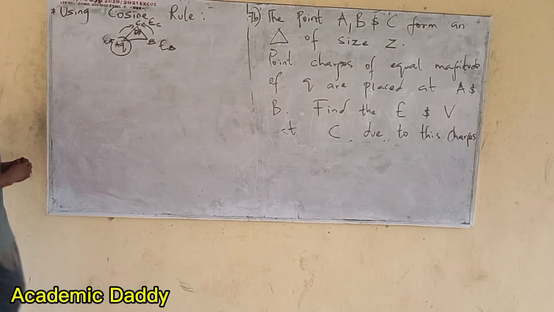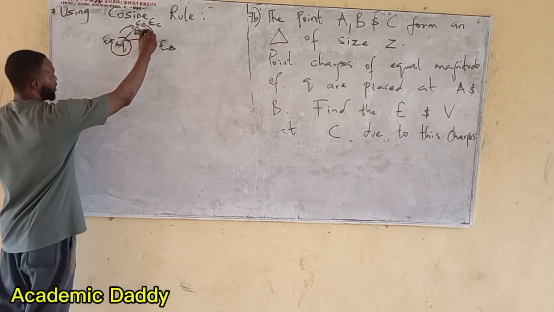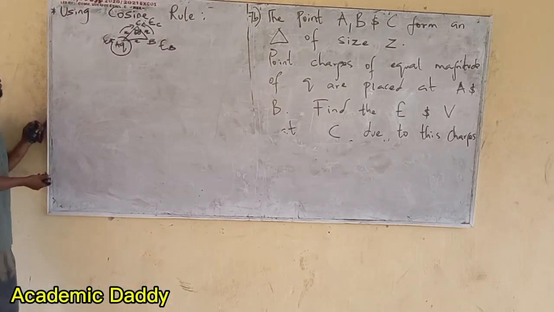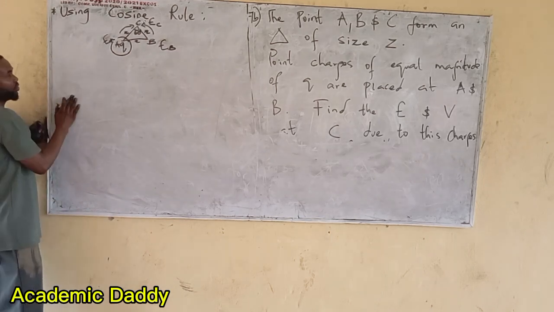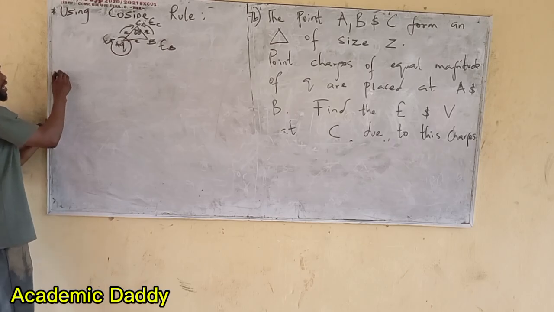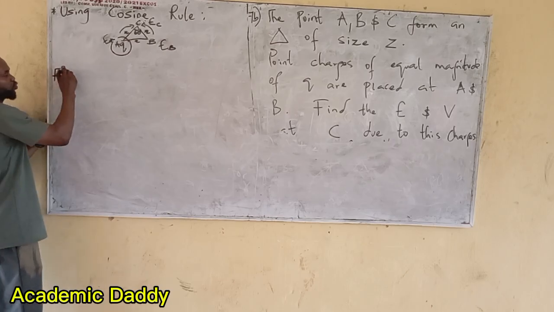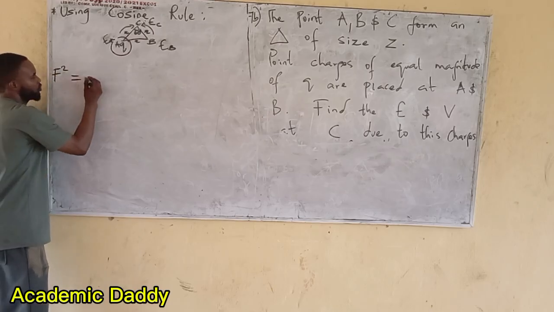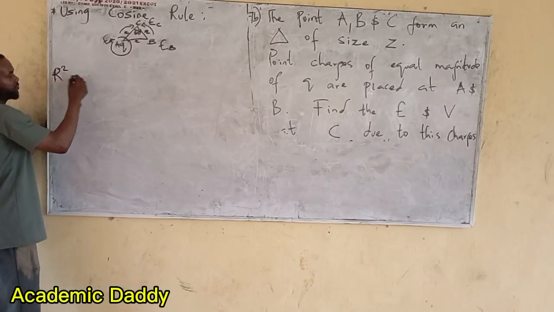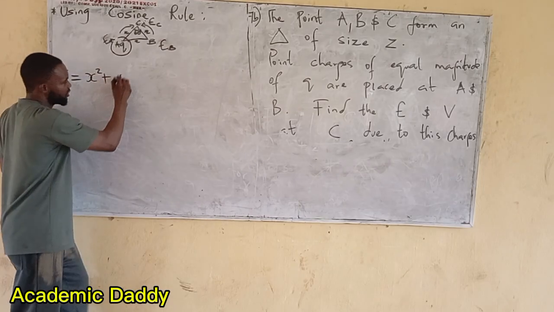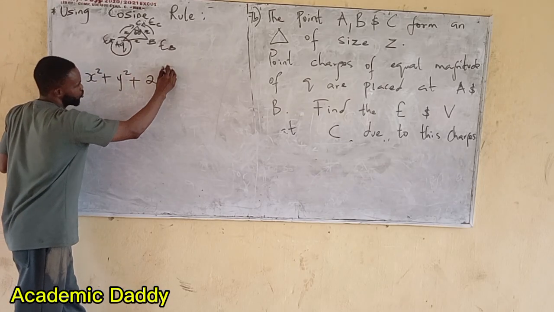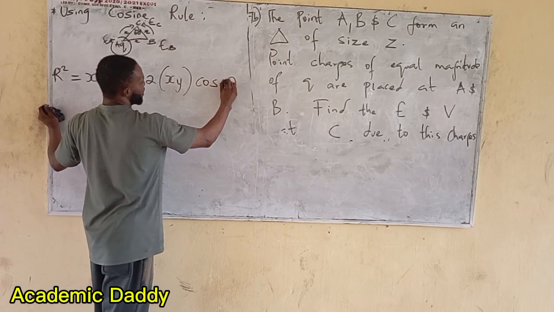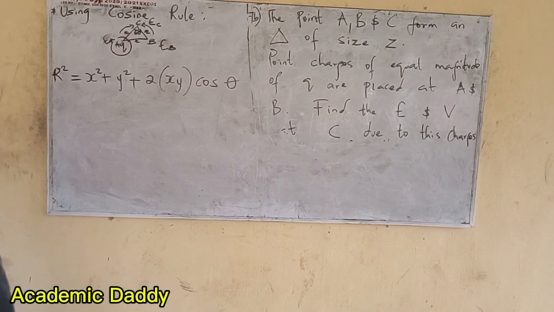That's the point I want to get to. They told me here is Z, they told me here is Z, but I don't know what it is. So I will simply say, since I don't know the size, I will use the cosine rule so that I have, from that principle, r squared equals x squared plus y squared plus 2xy cos theta. Somebody was saying minus.